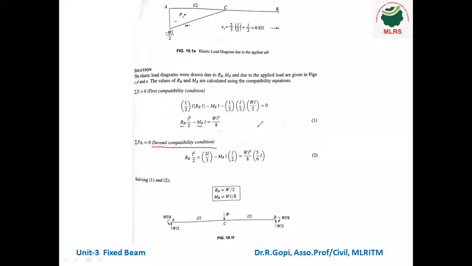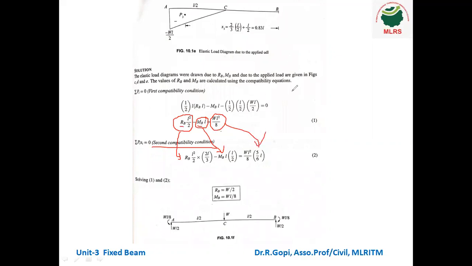This second compatibility condition, we have to multiply area into X bar. Okay, so what is the first diagram area? This one. Okay, second diagram area, this one, and the third diagram area, this one. So we already calculated area. So same area you can write here. Okay, same area you write here.